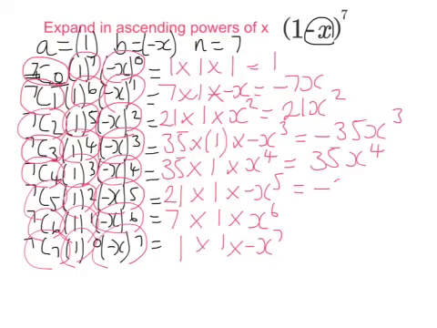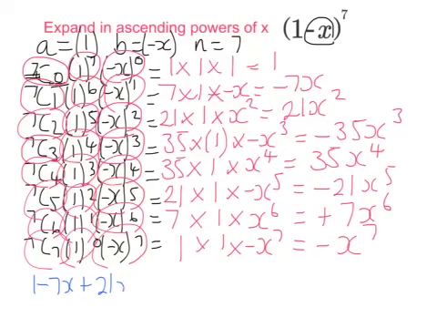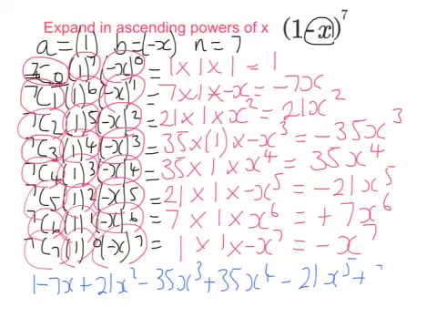So we're going to end up with minus 21x to the 5, positive 7x to the 6, and negative x to the 7. And we write it all out. Okay, 1 minus 7x plus 21x squared minus 35x cubed plus 35x to the 4 minus 21x to the 5 plus 7x to the 6 minus x to the 7.